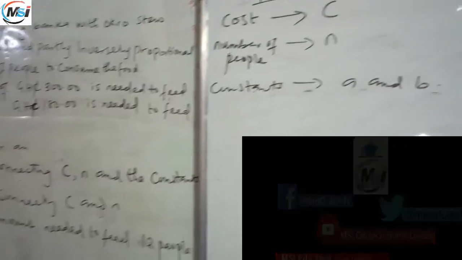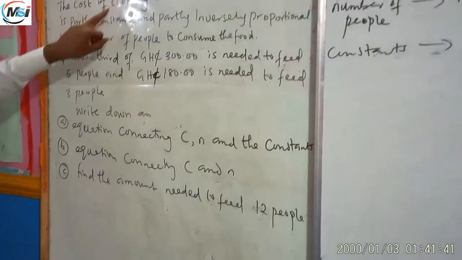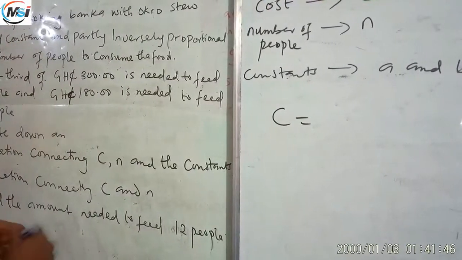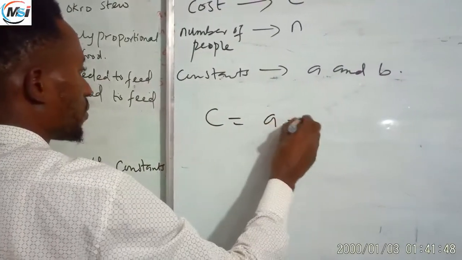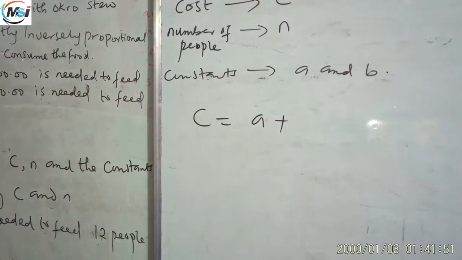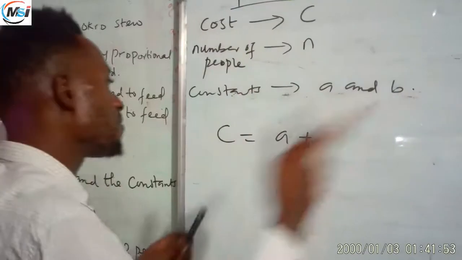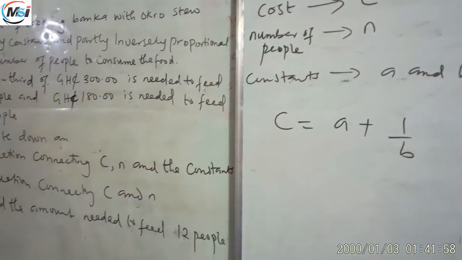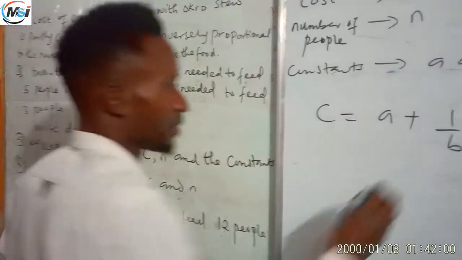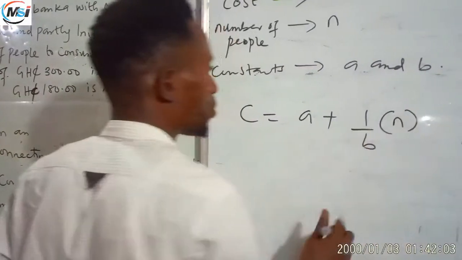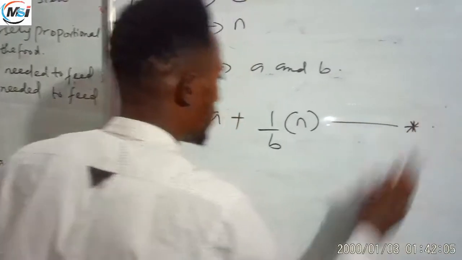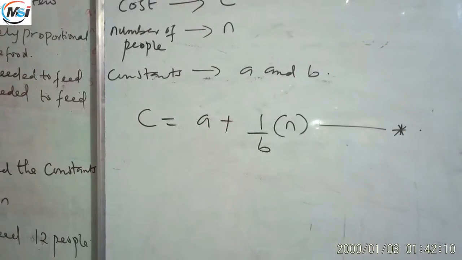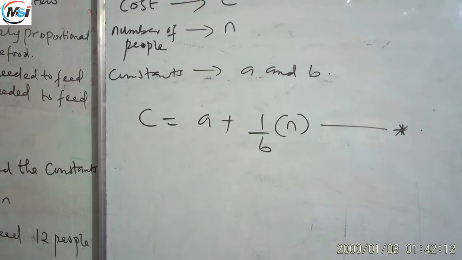Okay, fine. Let's go back to the question. If the cost C is partly constant, we are using A, and partly inversely proportional, which is 1 over B, that's inverse to the number of people, N. So this is our equation connecting C and N already. A and B are our constants.